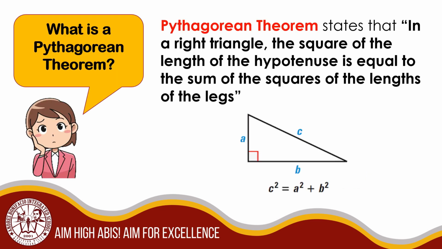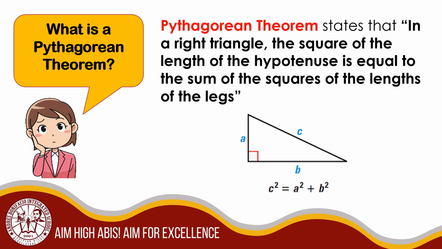Maybe some of you are thinking, what is the Pythagorean theorem? Pythagorean theorem states that in a right triangle, the square of the length of the hypotenuse is equal to the sum of the squares of the lengths of the legs. So let's have here a right triangle. The sides are A, B, and C. As we all know, C is the hypotenuse, and the two legs are A and B.